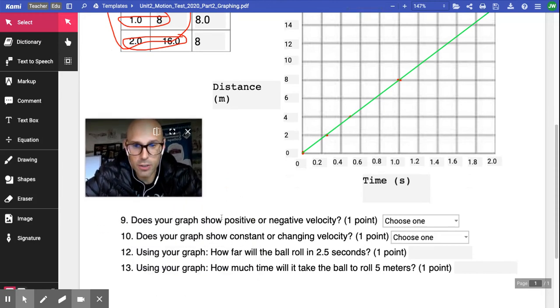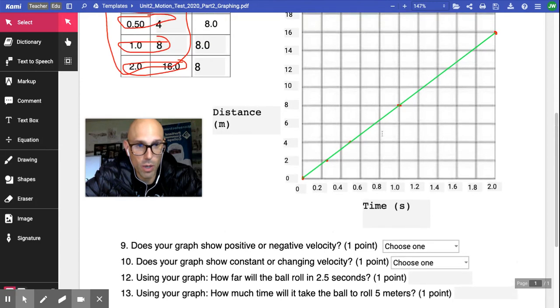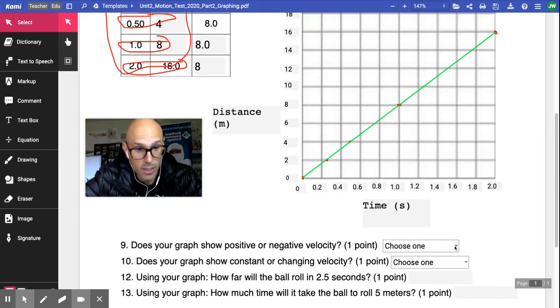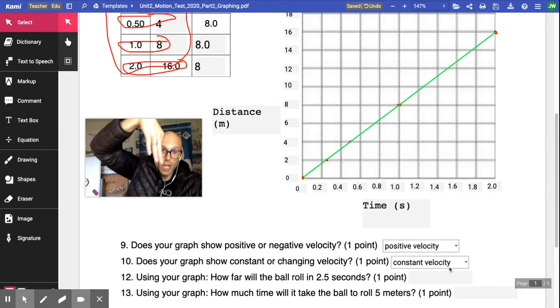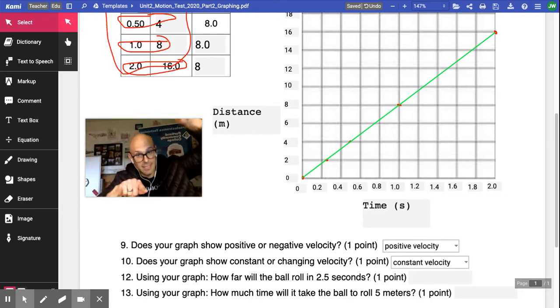Okay, so does your graph show positive or negative velocity? Well, this line's going up, so I can tell you this, positive velocity. Does your graph show constant or changing velocity? The velocity here is constant. Changing velocity would be like a curved line, like if the line accelerated up or slowed down. If the line was curved, that would be changing velocity.